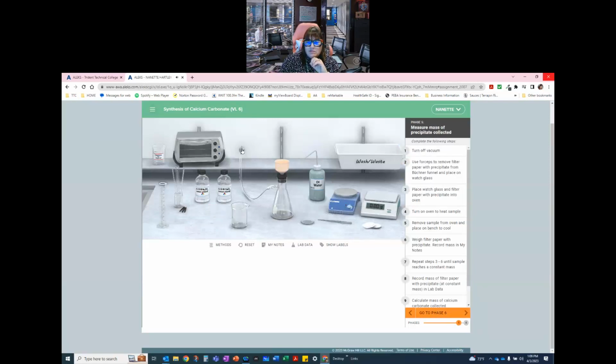Turn off the vacuum. Use forceps to remove paper. Place it on the watch glass. There. Place the watch glass and filter paper with precipitate into the oven. Turn on the oven. Heat it for 10 minutes. Remove our sample and let it cool.